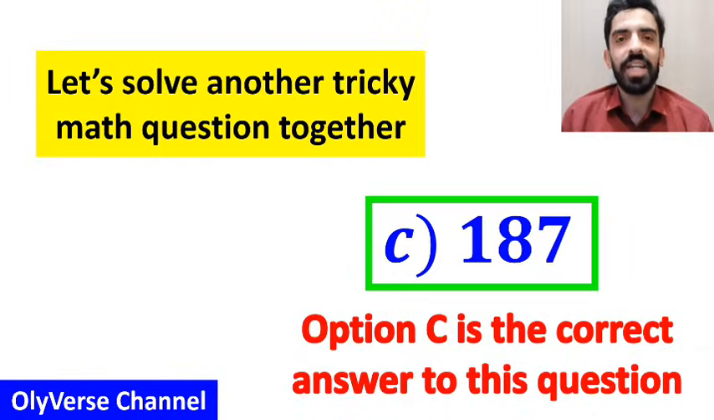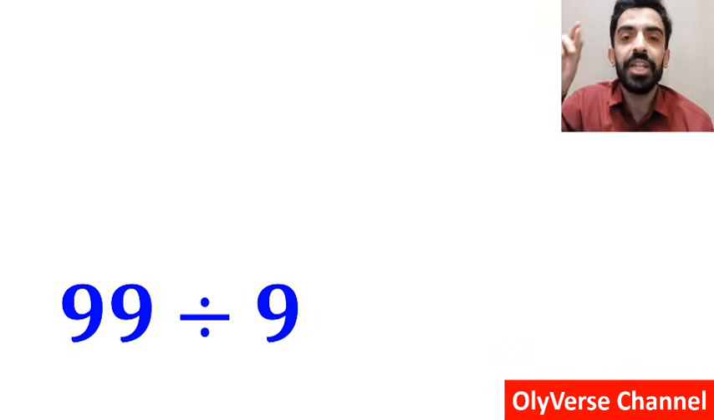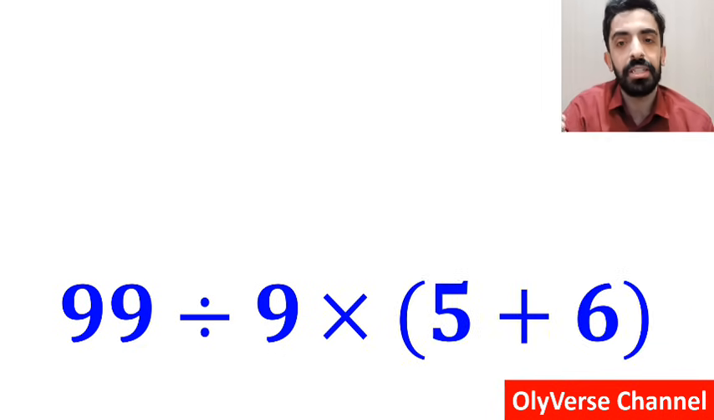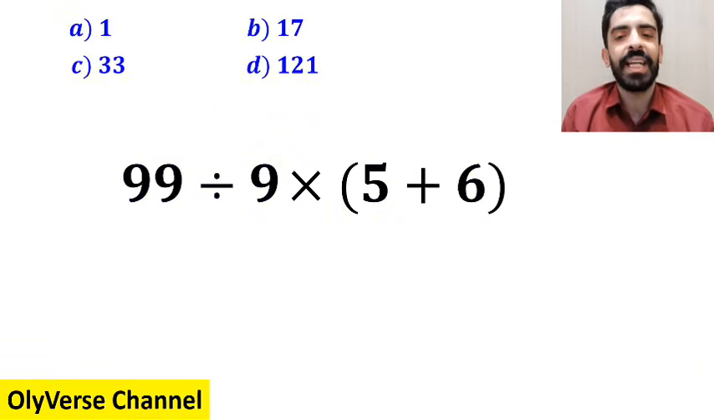Alright, now let's solve another tricky math question together. What is the value of the expression 99 divided by 9 times open parentheses 5 plus 6 close parentheses? Which option do you think is the correct answer to this question? Let's break it down and solve it together.